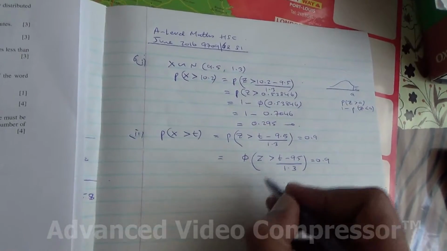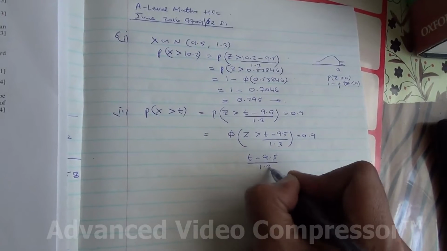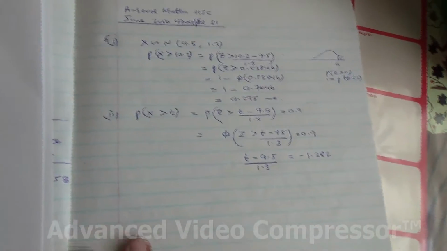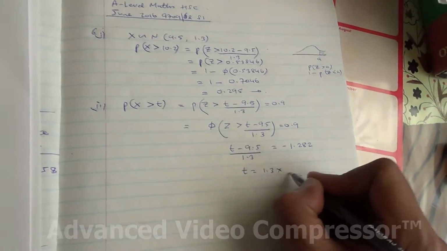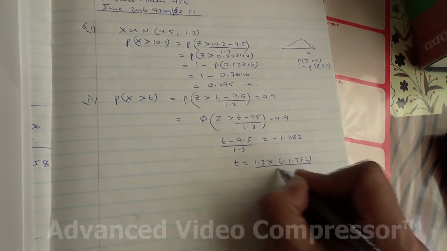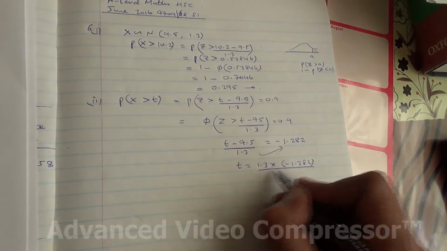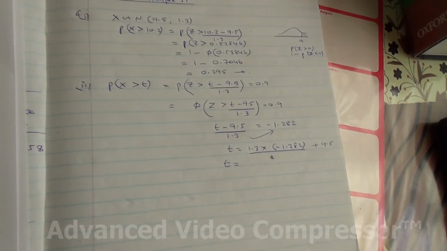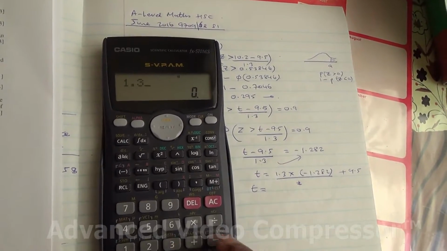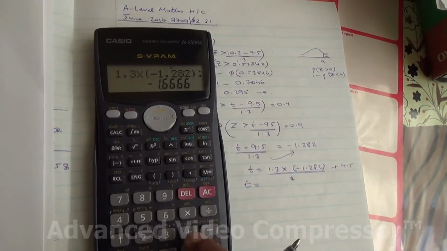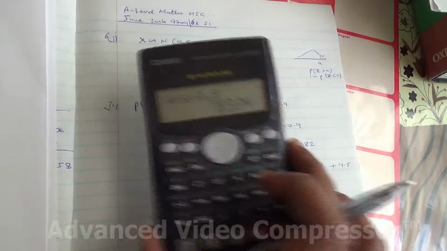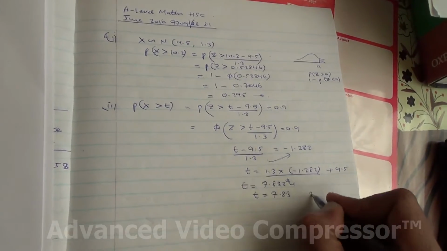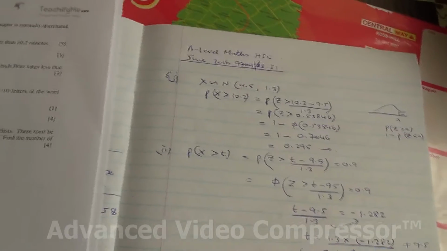So (t − 9.5)/1.3 is equal to −1.282. Therefore t is going to be 1.3 times negative 1.282, plus 9.5. Let's work this out: 1.3 times (−1.282) plus 9.5 is 7.8334. Let us say t is going to be 7.83 to 3 significant figures. So this is t.